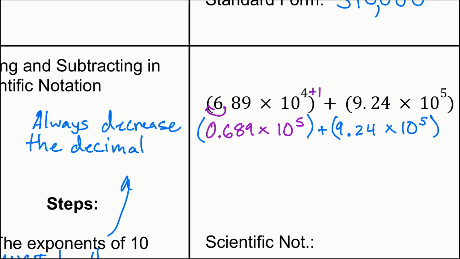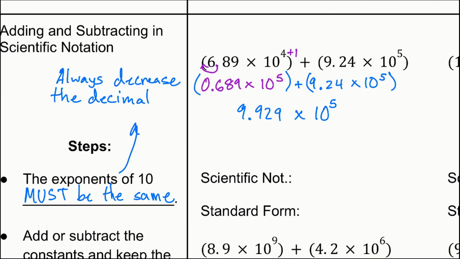But once you have them set up like this, you keep your exponents. They're going to stay the same. And then you're just going to take that 9.24 plus the 0.689. We got lucky on this. This was close, but it gives us 9.929, which is still between 1 and 10. It's close, but it's still technically in scientific notation. So that'll give us 9.929 times 10 to the 5th for scientific notation.